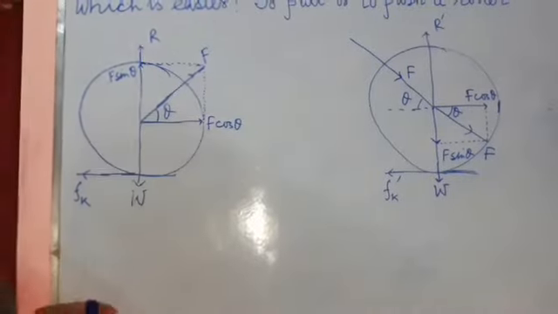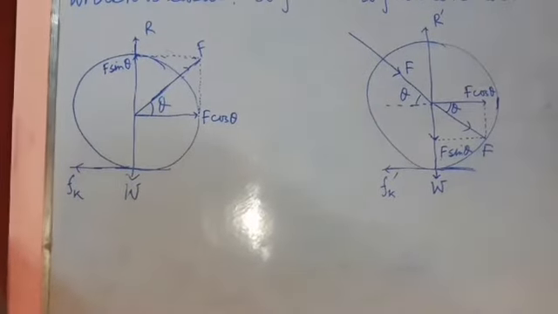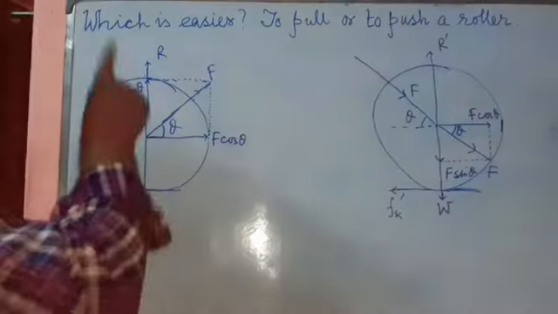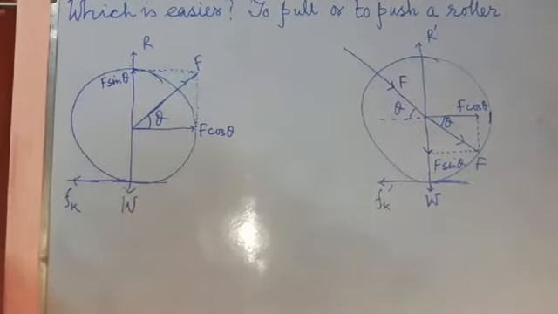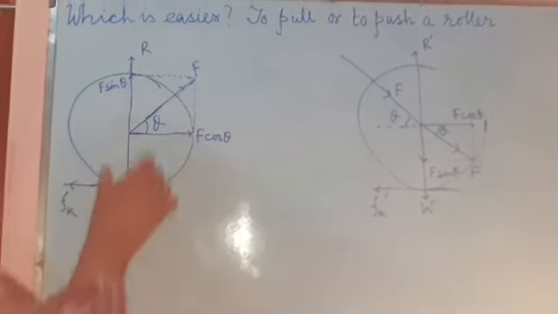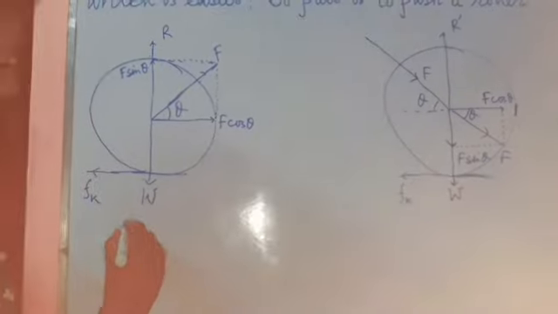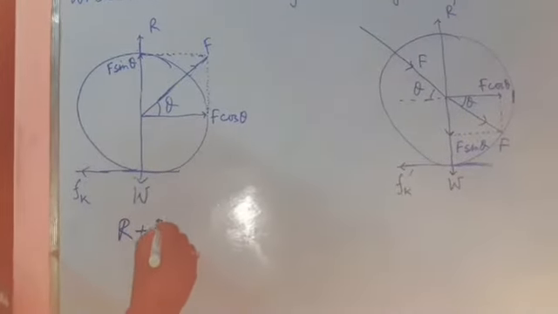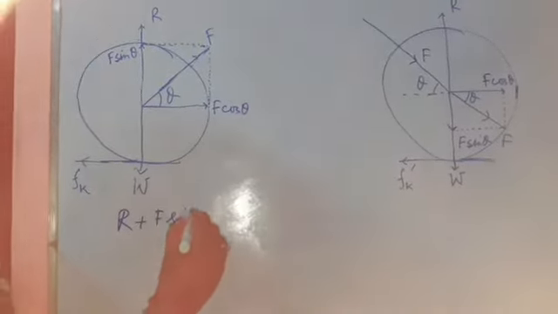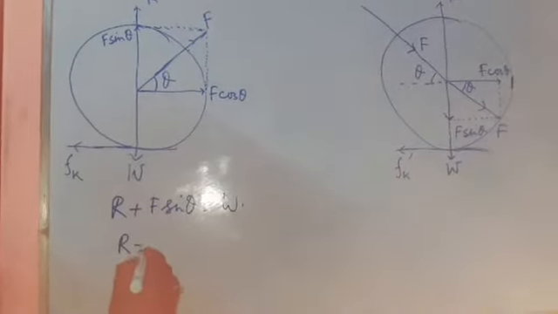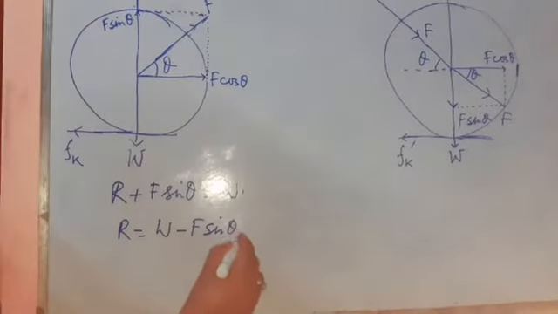So total upward force is what? F sin theta plus R, and downward it is W. As there is no motion along this direction, the upward force equals the downward force. So we can write R plus F sin theta is equal to W. Therefore, R equals W minus F sin theta.